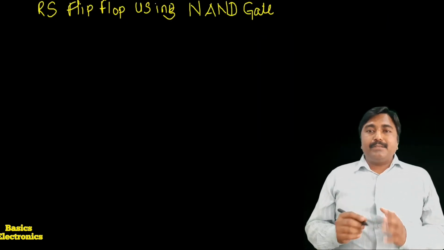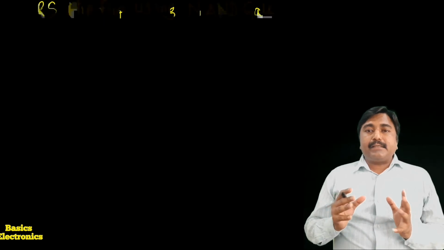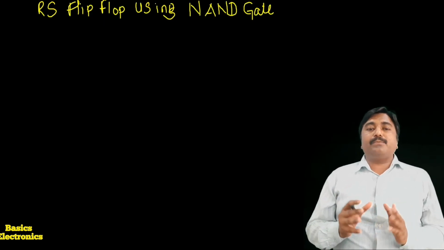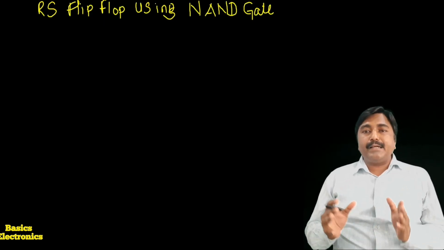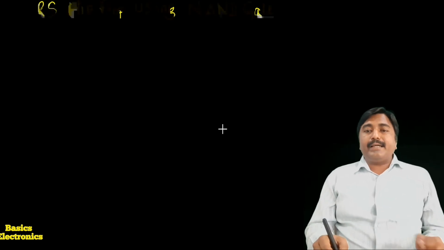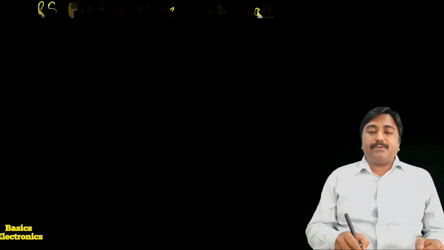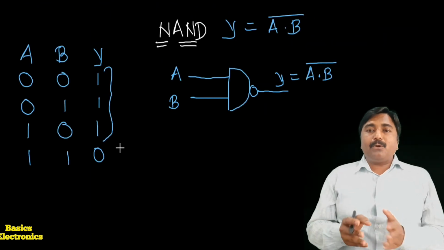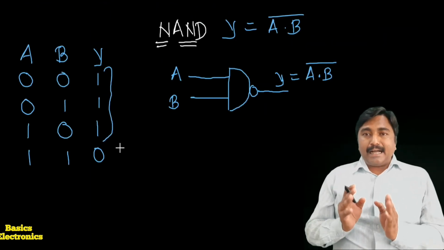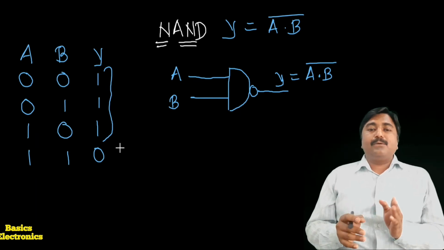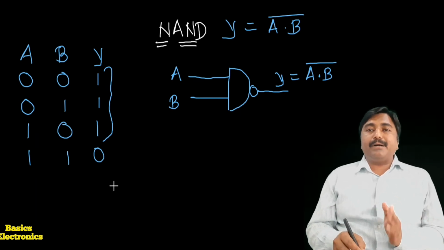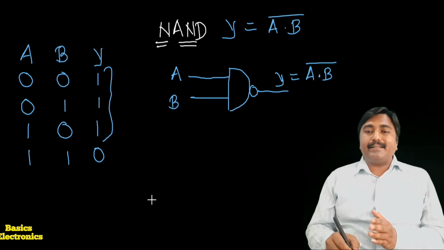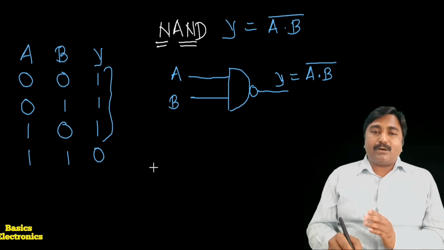Okay, now we will see the construction and working of the RS flip-flop by using the NAND gate. Here we require two NAND gates. Before going towards the working of the RS flip-flop with NAND gates, we recall the truth table of the NAND gate and the don't care condition of the NAND gate.